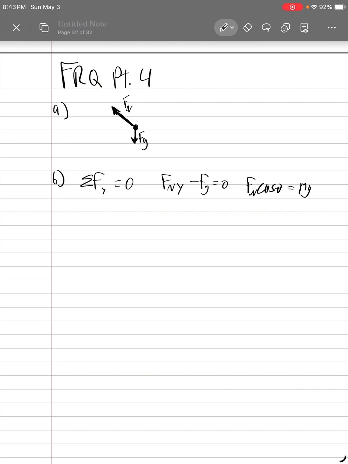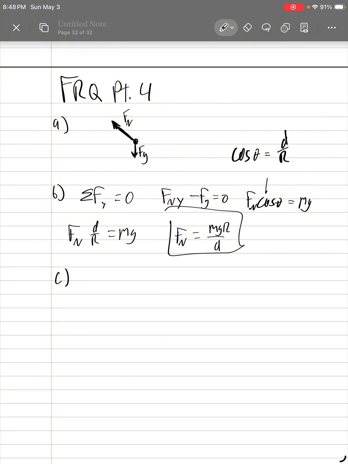And we know due to the diagram that cosine theta, which is adjacent over hypotenuse, is the same thing as d over r. And so we're going to substitute Fn cosine theta with Fn d over r is equal to mg. And then we're just going to isolate for Fn. So we'll get Fn is equal to mgr over d. And that is our answer for part B.